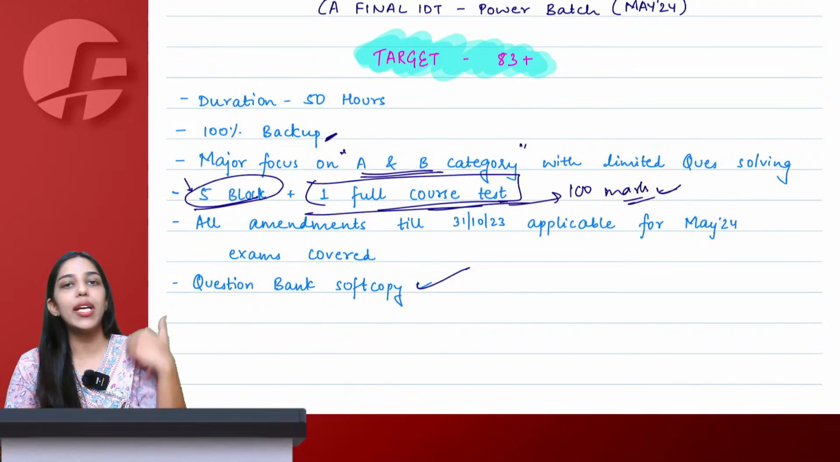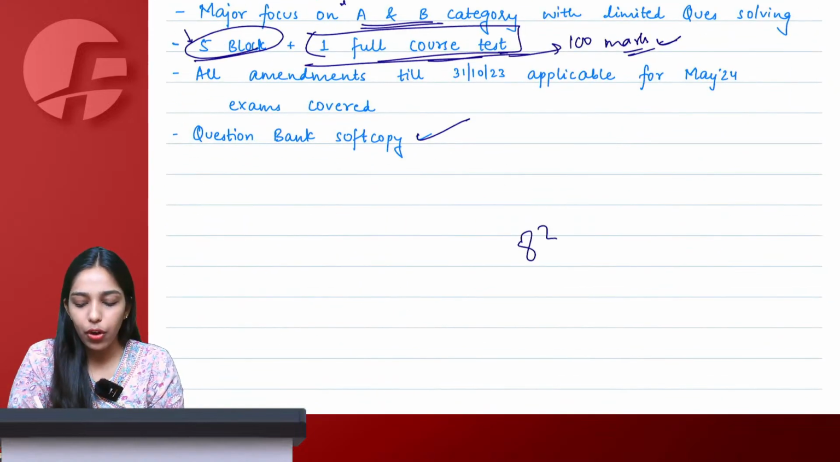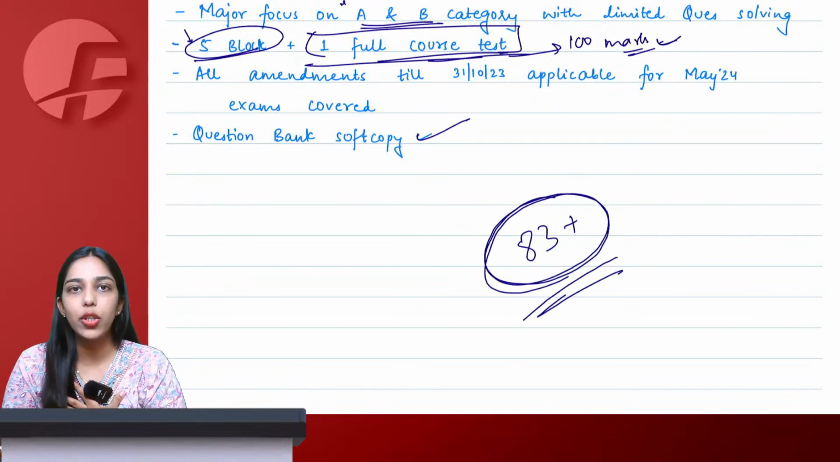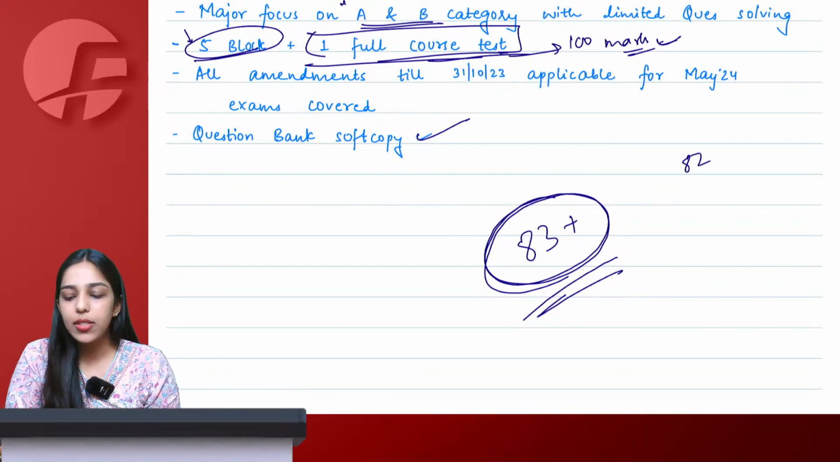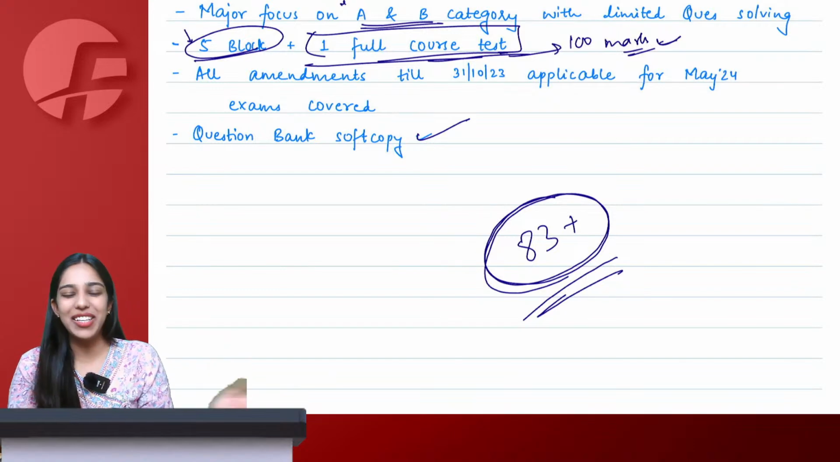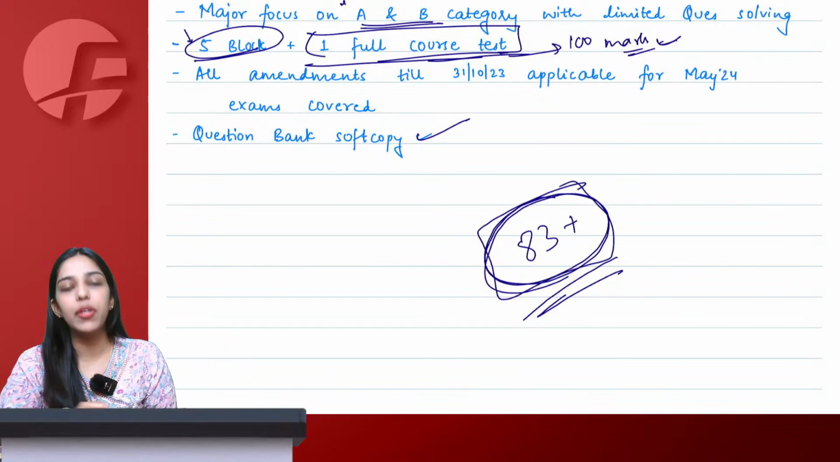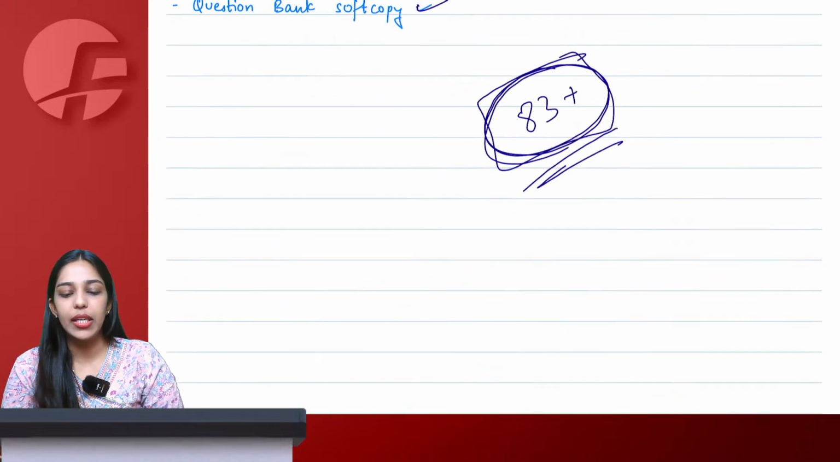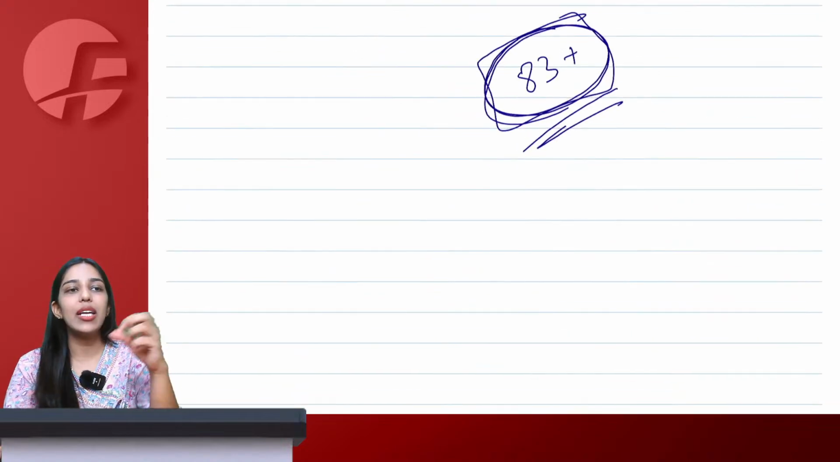Then what should you be expecting from me? The target of 83 plus. Why 83 plus? Because in my May 22 examination CA final, I had scored 82 marks in IDT. Then of course, being my students, you have to score more than me. So the target that we keep here is at least 83 or plus marks in CA final IDT. This is not a target that we are keeping just aiming.